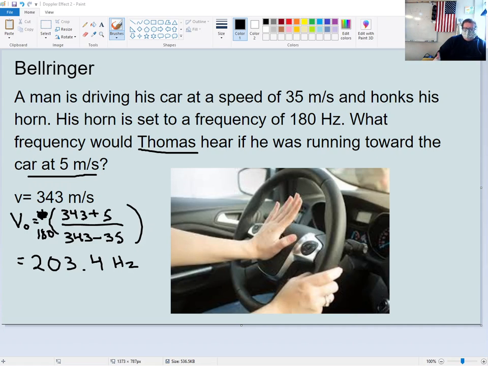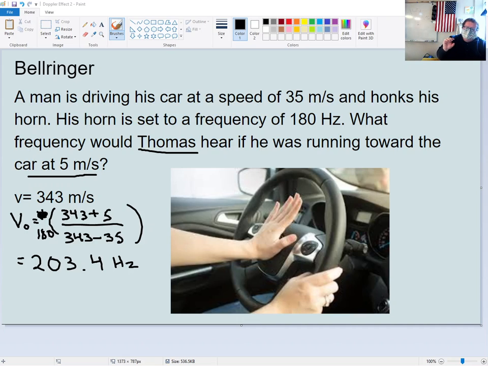Here is the solution I have. The thing that's different here is both observer and source are moving. On top is the observer. If the observer is moving towards, it's positive. So I did 343 plus Thomas's 5 meters per second. On the bottom, if the car is moving towards him, it's negative. It may seem weird that one is positive and one is negative, but hopefully you look at your notes. I had to reference my notes as well to make sure I got it right.